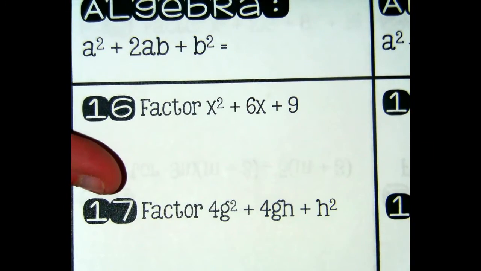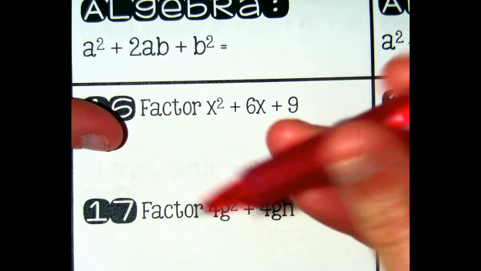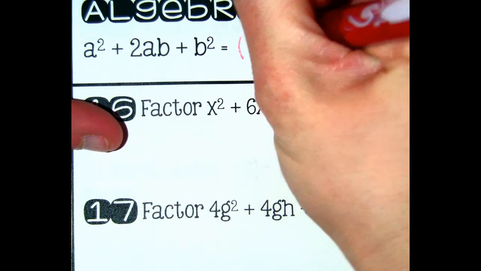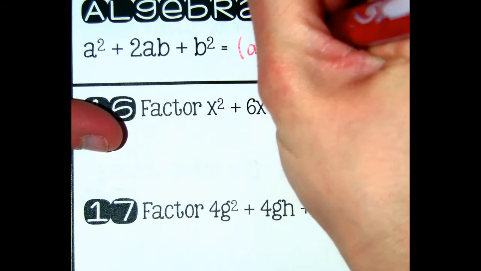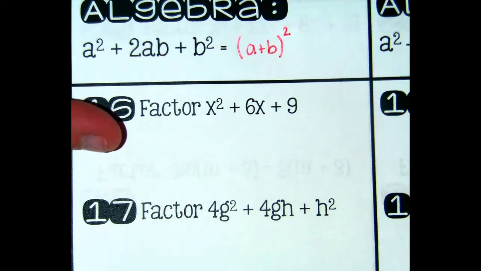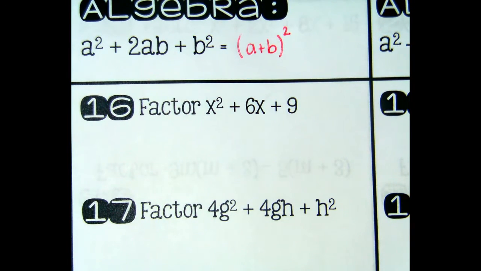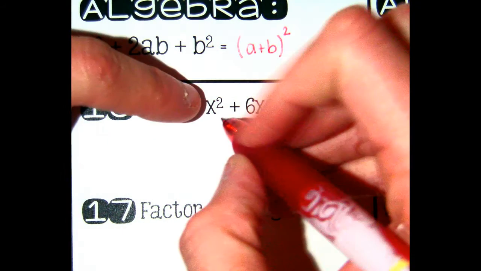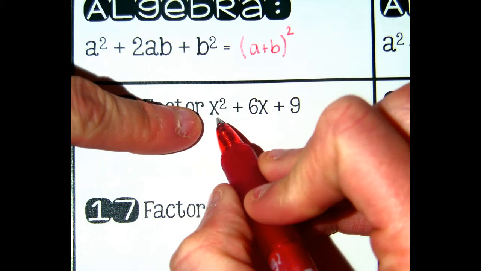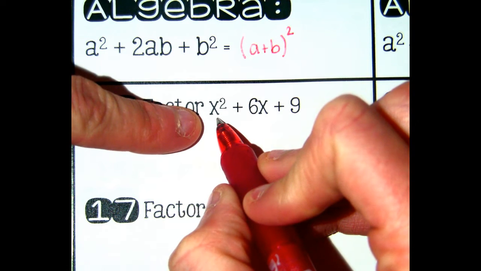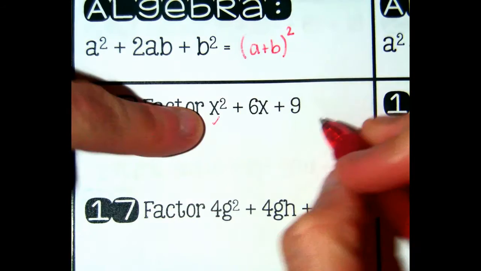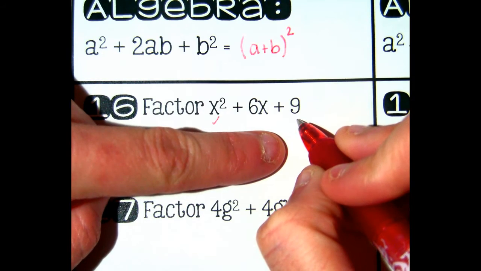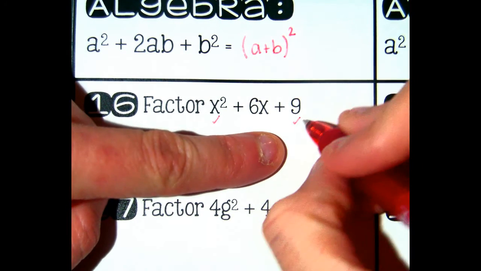So we're going to go ahead and write that. We just talked about how that was the same as a plus b squared. And here's how we decide. Is this a perfect square? Yes. Okay. Is this a perfect square? Yes. What is the square root of 9?